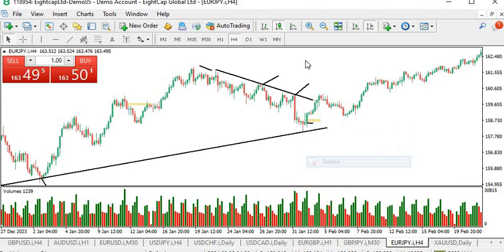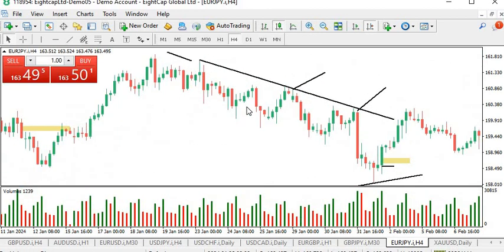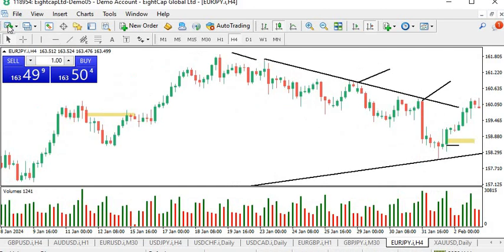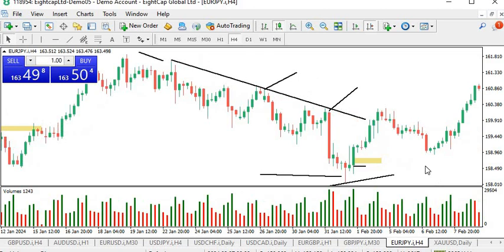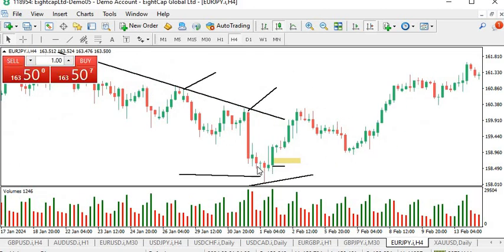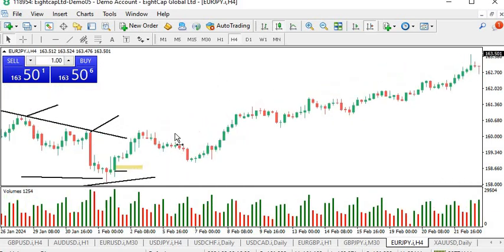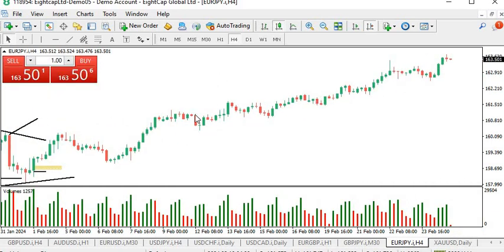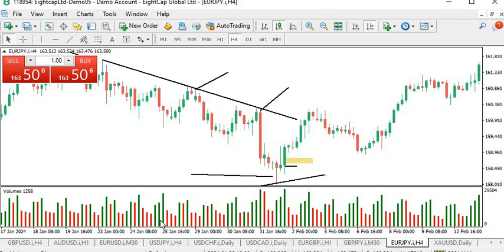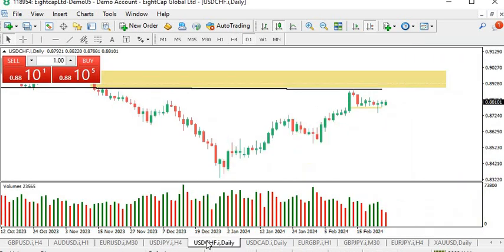Let me remove it. Okay, so it is the third touch, and here appeared a hammer. So we can see how the market moved from this point on the third touch, and that too when the hammer appeared. Market went beyond the highs. Let's see if we can find another one.